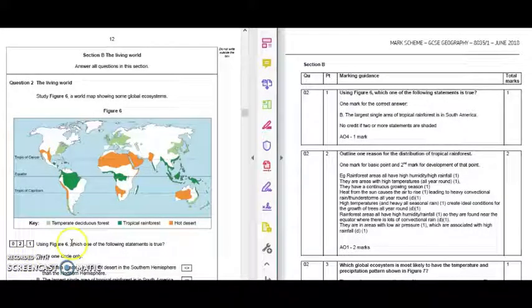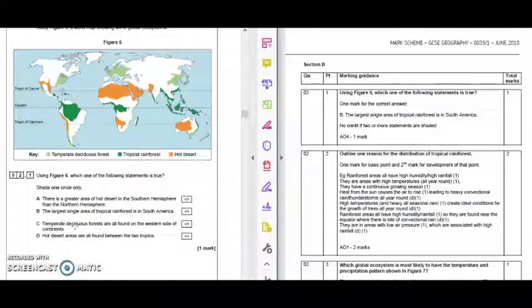2.1. Using figure 6, which one of the following statements is true? So I've got a shade in one circle only. Figure 6 itself is a map of the world where you've got your hot deserts in orange, your tropical rainforests in dark green, and then your deciduous forests in the light green. So the correct answer is B.